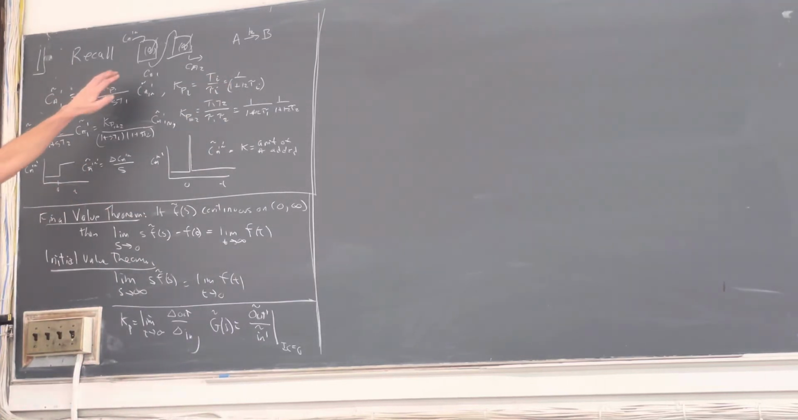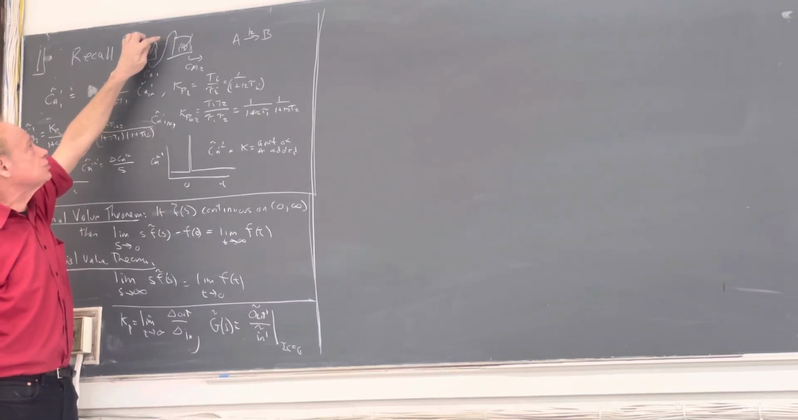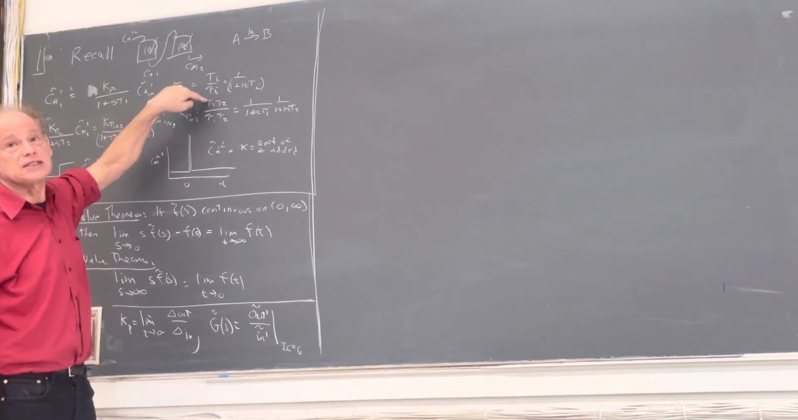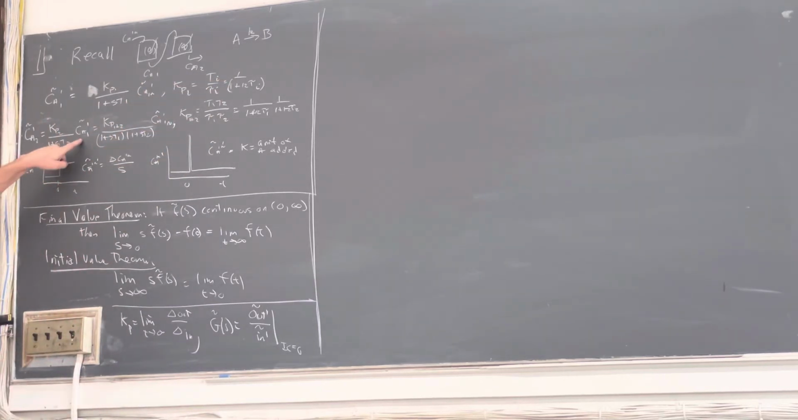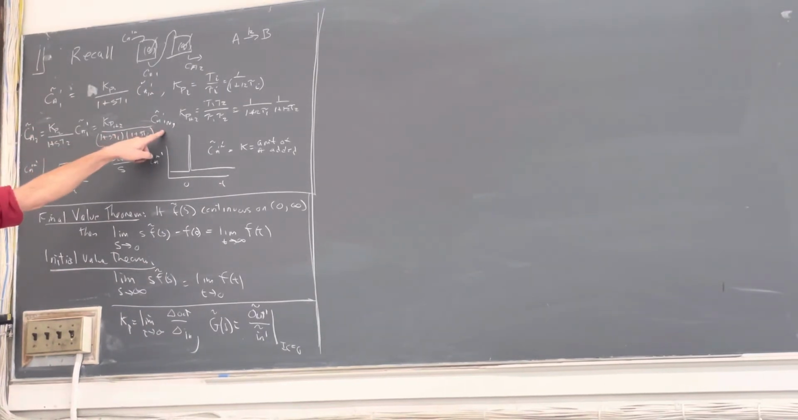When we have 2 CSTRs in series, we have the same thing for CA2, but what's coming into reactor 2 is CA1, not CA in. So CA2 prime tilde, in analogy to this, was Kp2 over 1 plus sτ2 times CA1 prime tilde, where Kp2 is just the same thing as this, where i is equal to 2. And then when we plug in CA1 prime tilde into this expression, we get Kp1 times Kp2, which is just the product of those two, over 1 plus sτ1, 1 plus sτ2 times CA in prime tilde.